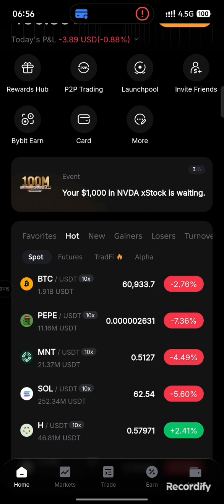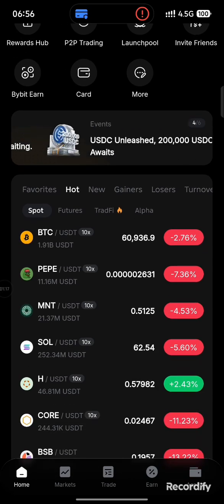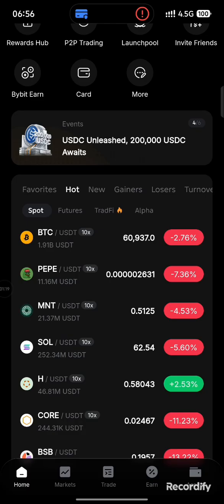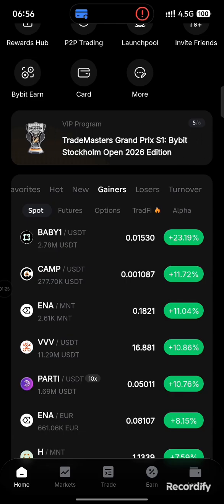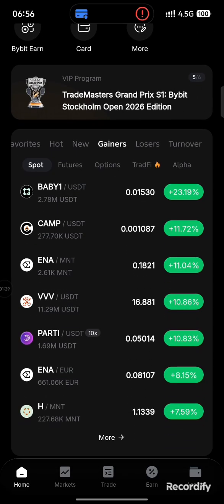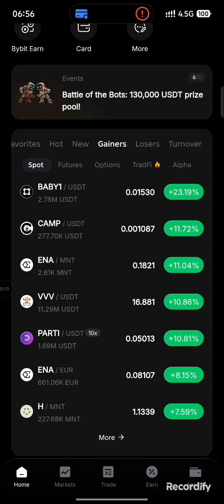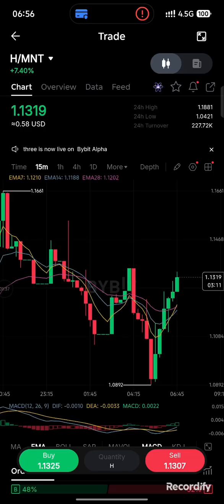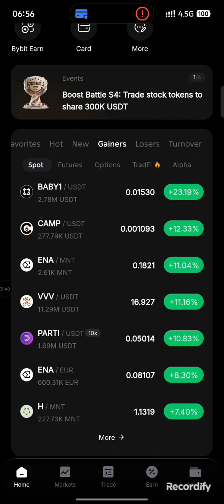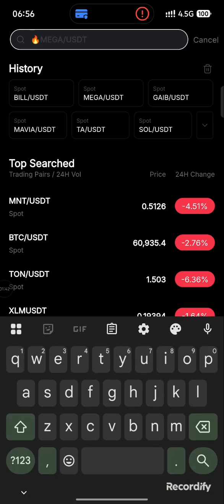All right. Then you need to make your choice of a particular crypto coin you wish to trade. Now we're going to look for a particular coin to trade.